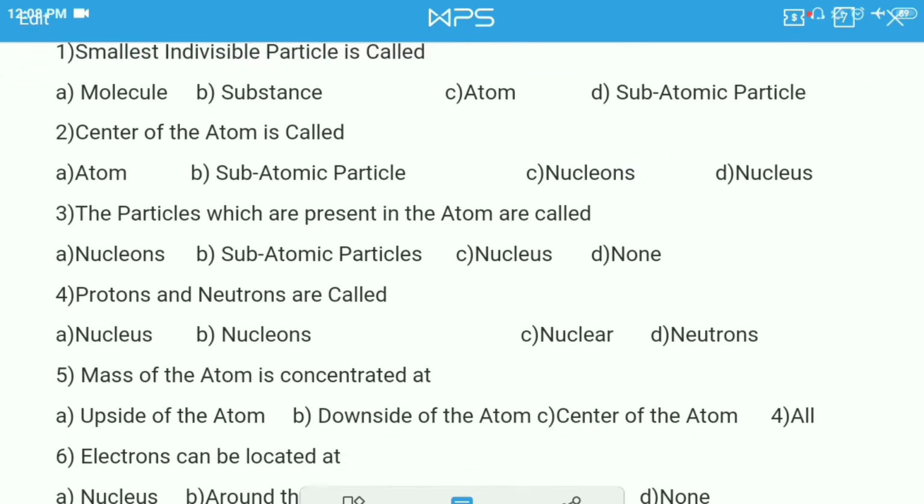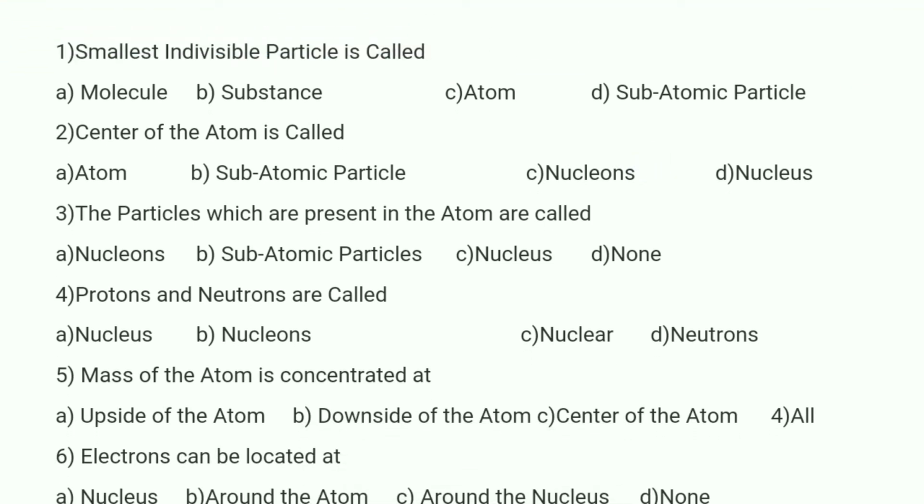And the second one, center of the atom is called. So if you take an atom, the center of the atom is concentrated with somewhat of heavy mass, that is nothing but nucleus. There are the options atom, subatomic particles, nucleons and nucleus. So the fourth option D is correct.